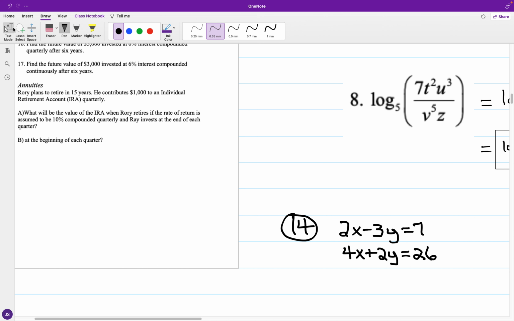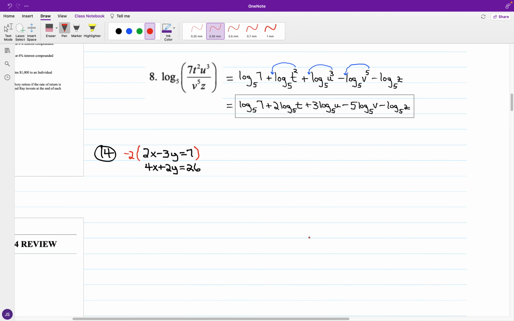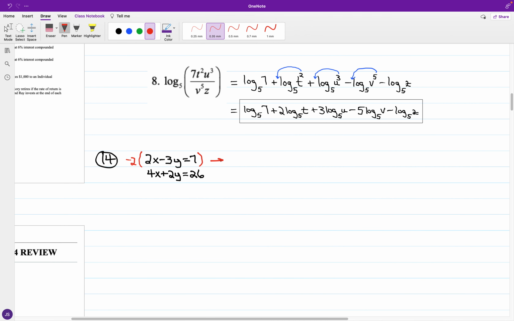What I'm going to go ahead and do is, if you notice, 4x is going to be a multiple of 2x, and I can create the pathway by using the method of addition if I adjust the 2x and make that into a negative 4x. So if I go with this route, I multiply by negative 2: negative 2 over 2x gives negative 4x, negative 2 over negative 3y gives plus 6y, and negative 2 over 7 gives negative 14.